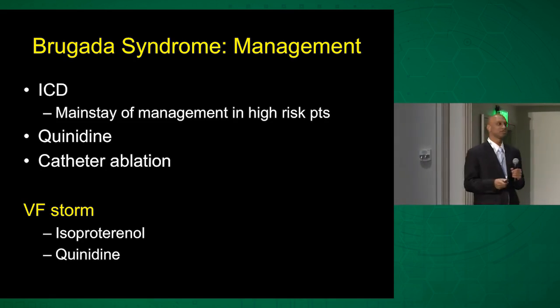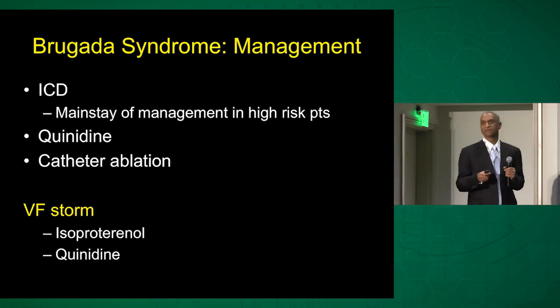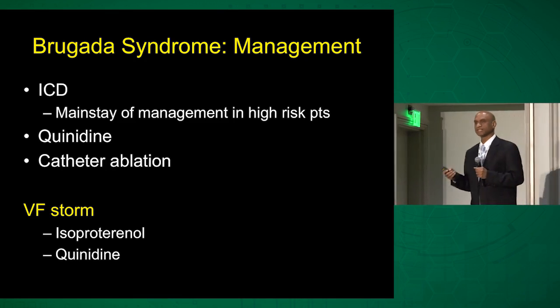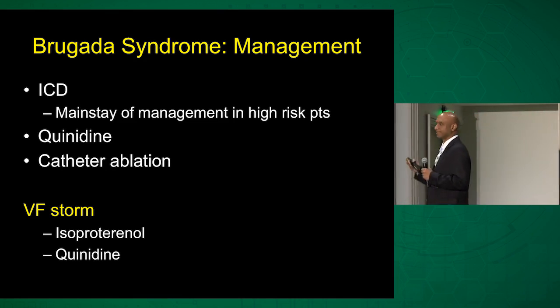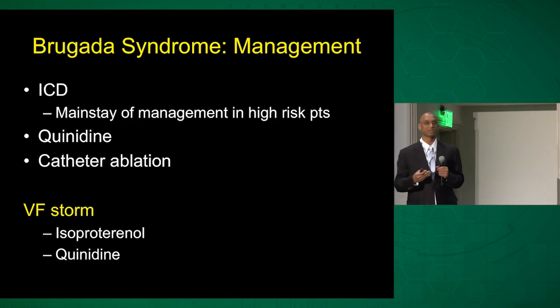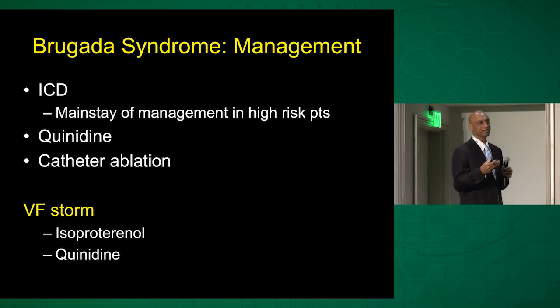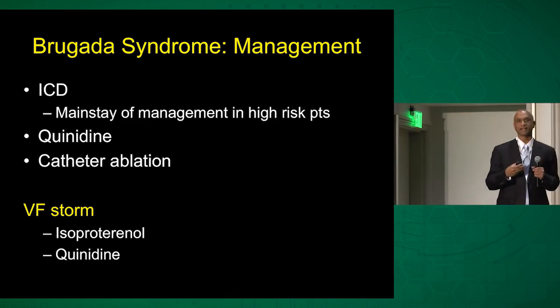When patients with Brugada syndrome present with VF storm, the treatment of choice would be isoproterenol. That is counterintuitive. Most of the times we use isoproterenol to bring out arrhythmias, whereas in patients with VF storm with Brugada, isoproterenol is used to actually decrease the episodes.